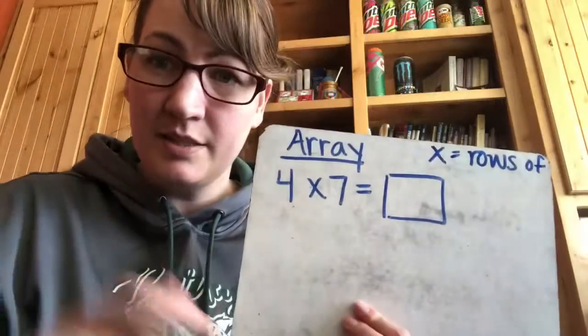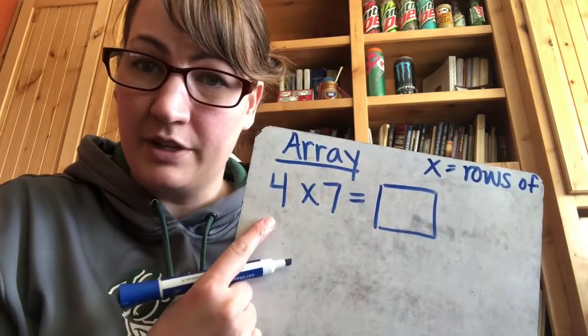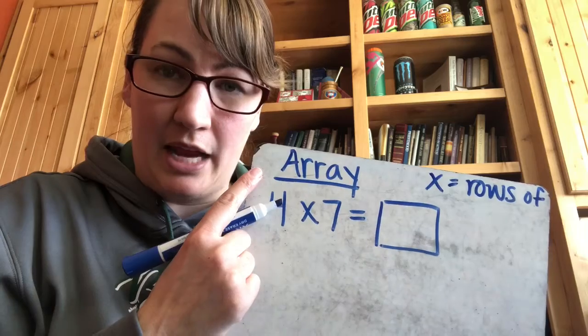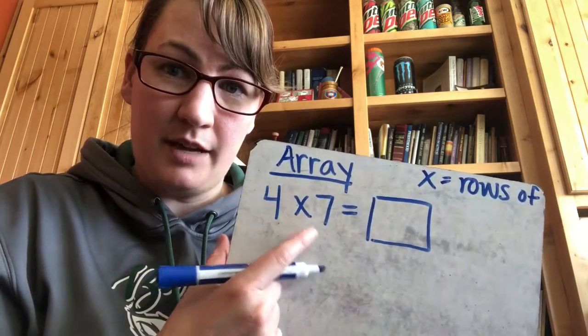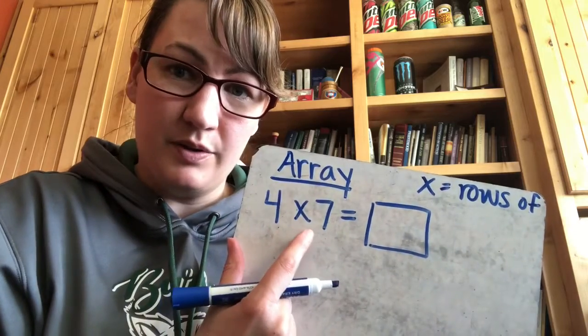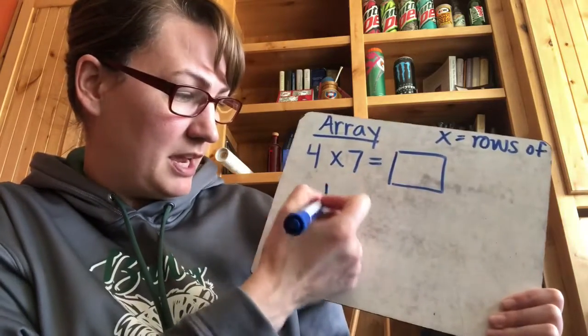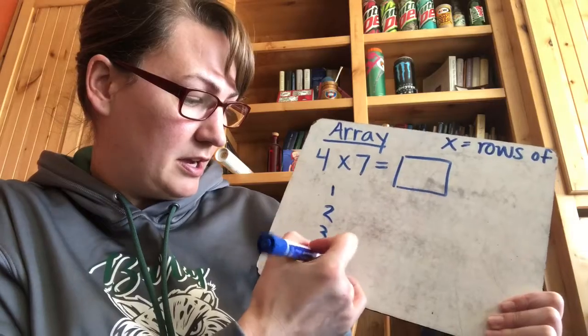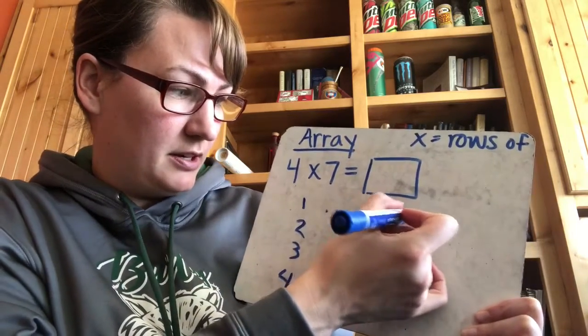Hey guys, in this one I'm going to show you how we would solve 4 times 7 by making an array, okay? So 4 times 7, I'm going to think of this times sign as rows of. So I have 4 rows of 7. So I'm going to make 4 rows. I'm going to put 7 in each one.